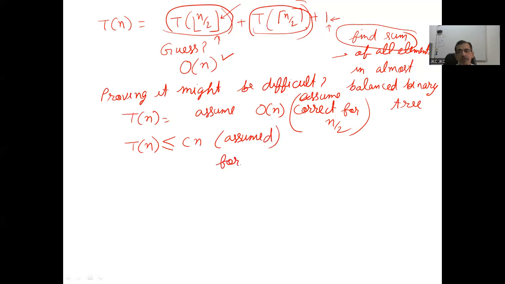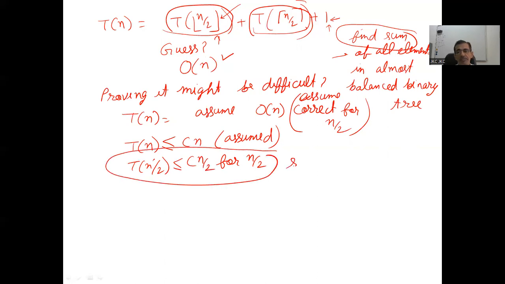For n/2, that will be equivalent to saying that T(n/2) will be equal to C(n/2). Now this I will substitute in equation 1. Which one is equation 1? This is my equation 1.